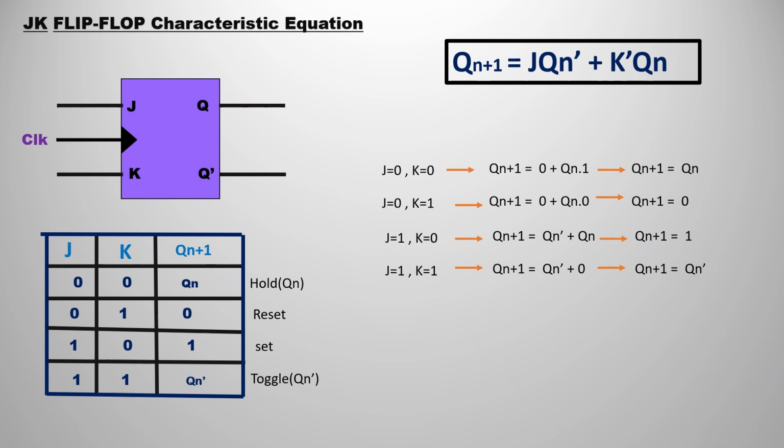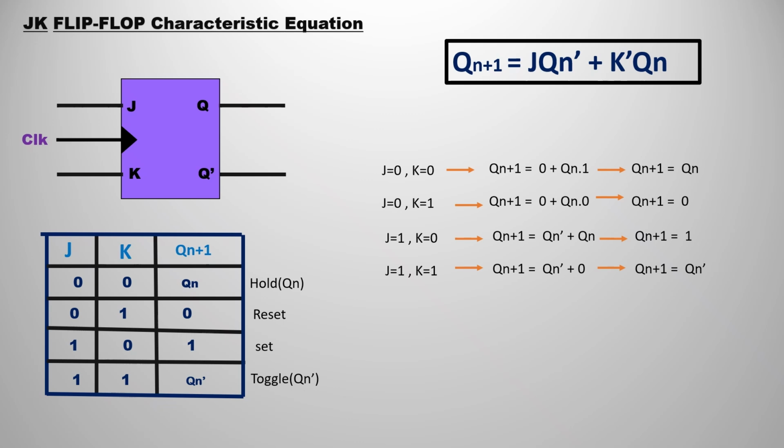Now you might have a doubt: why do we need this characteristic equation? Suppose you don't know the truth table. Instead of the truth table, just with the help of this characteristic equation, you can get the present state and the next state outputs as well. If you observe, I am putting JK values from 0 0 to 1 1, simply putting all the values into Qn plus 1. You are going to obtain simply the next state output.